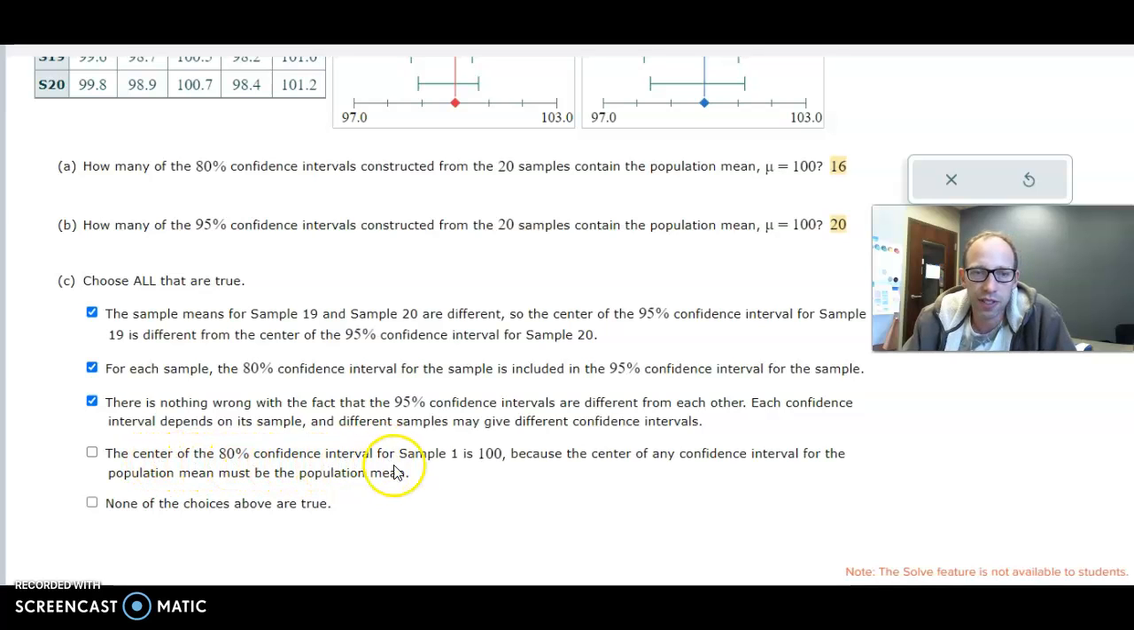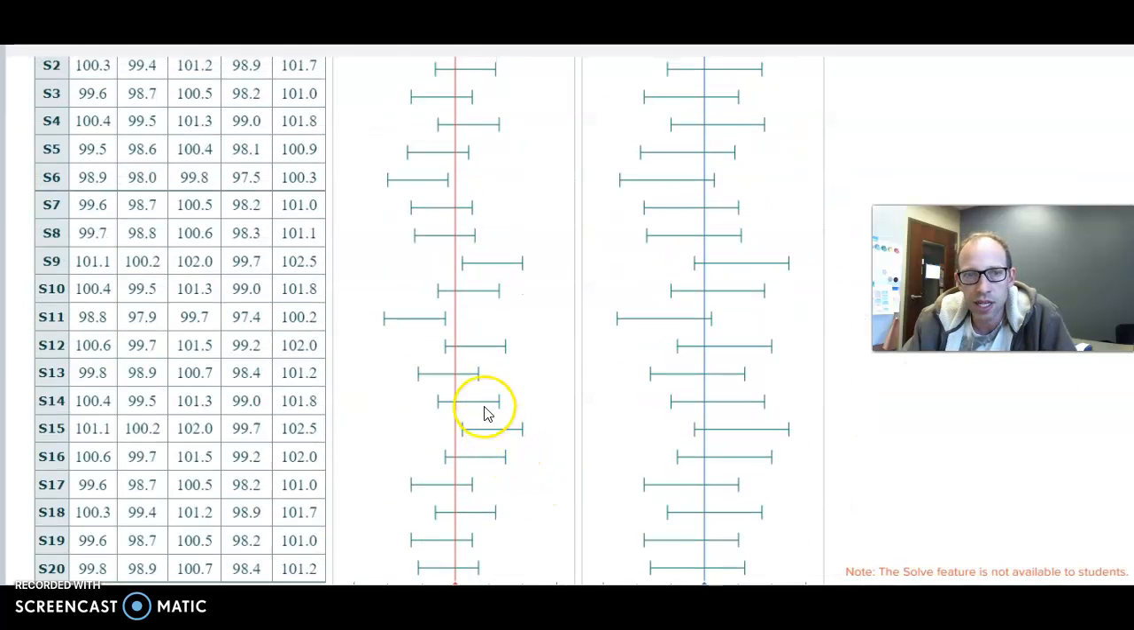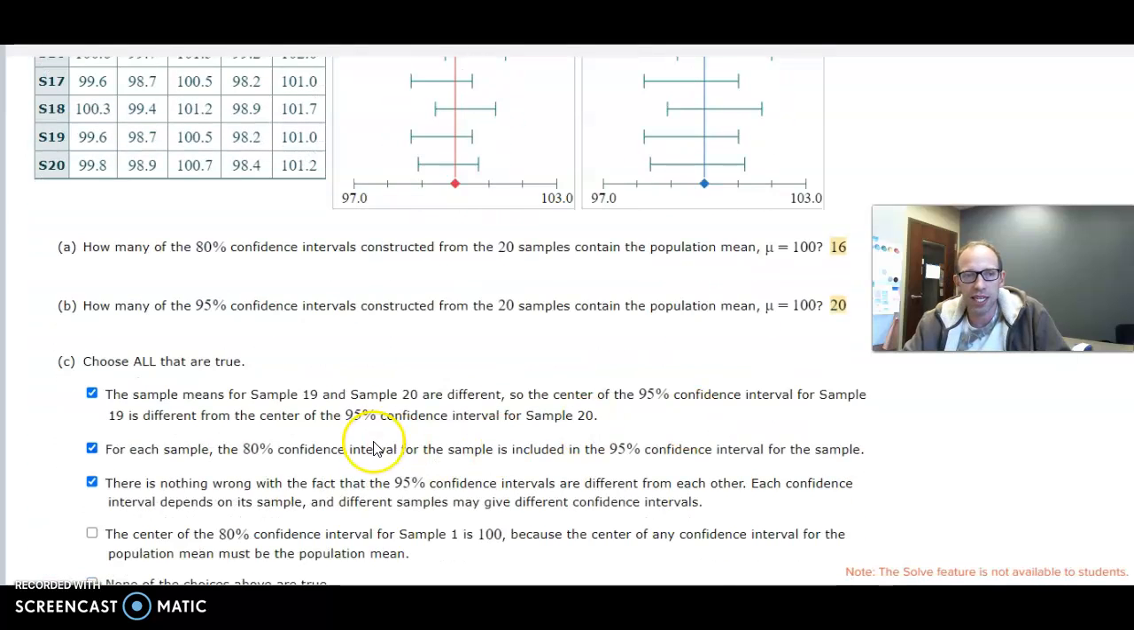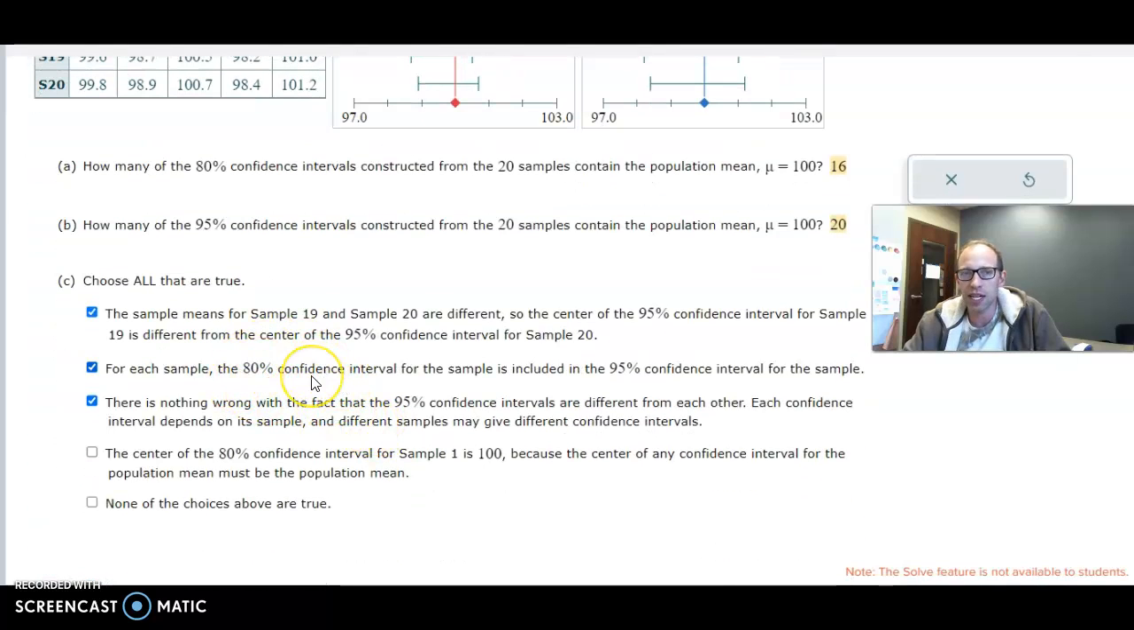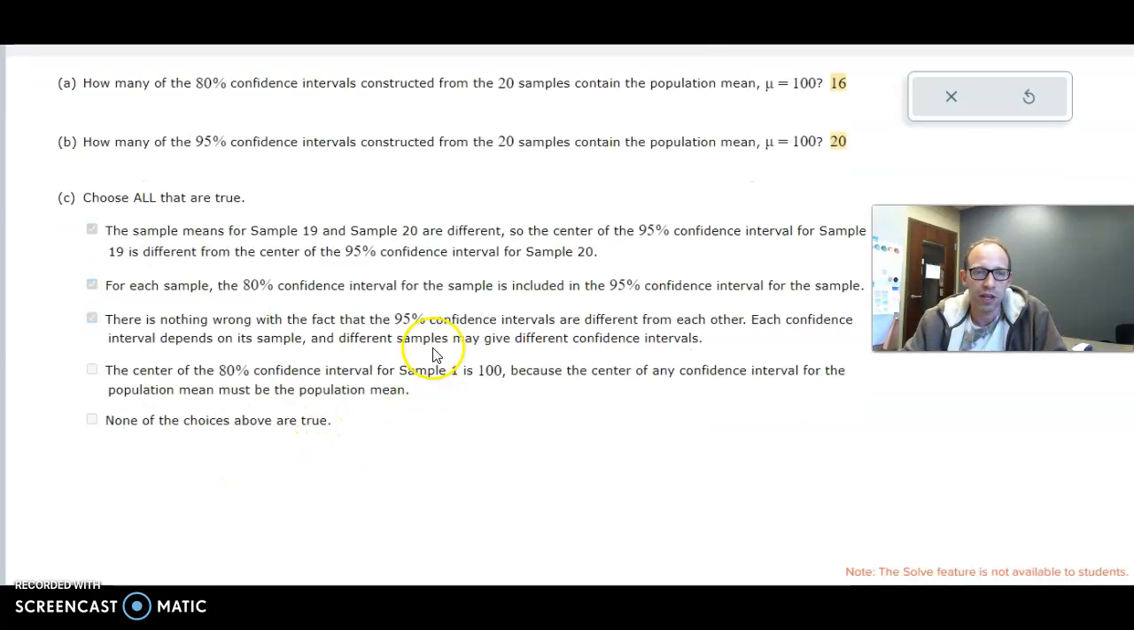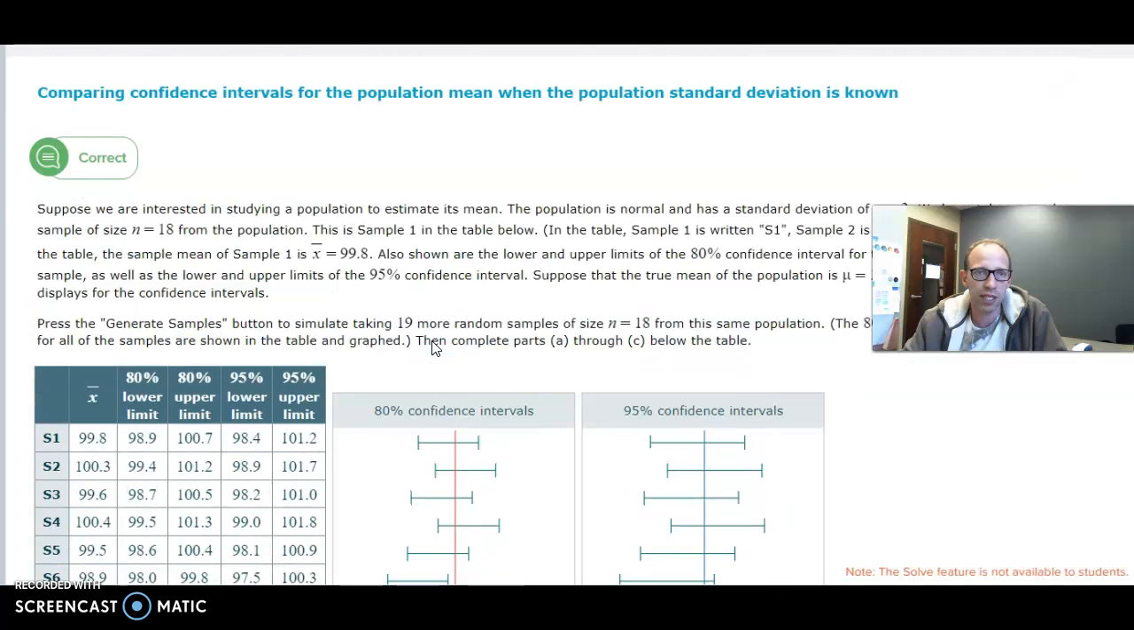Center of 80% confidence interval sample 1 is 100, because the center of any confidence interval. So what they're saying there is, if what they were saying is true, every one of these would have had to be exactly centered on that red line here and on that blue line here. And that's not true at all. When we say 80%, we're not saying 80% confident that the population mean will be right in the center of our confidence interval. That's not true there. All right, so we will check these. There we go.